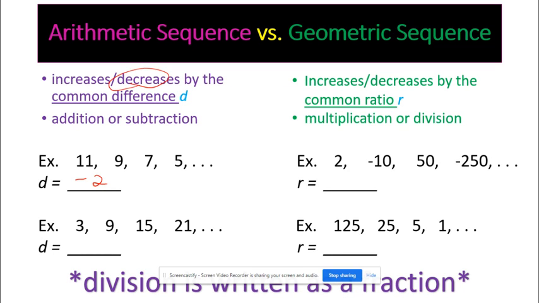In our second example, 3, 9, 15, 21, we can see that we are adding 6. So our common difference is +6.